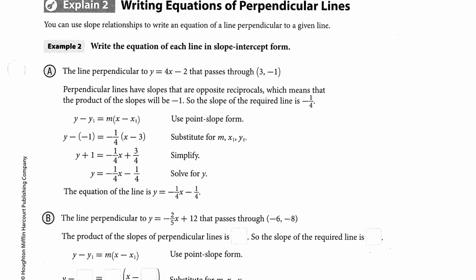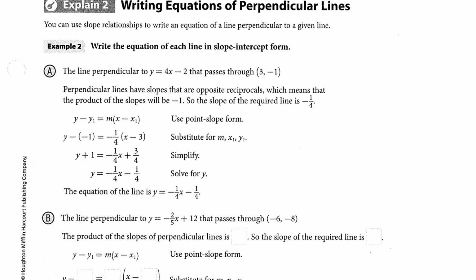Writing equations of perpendicular lines. You can use slope relationships to write an equation of a line perpendicular to a given line. Write the equation of each line in slope-intercept form. A, the line perpendicular to y equals 4x minus 2 that passes through 3, negative 1.